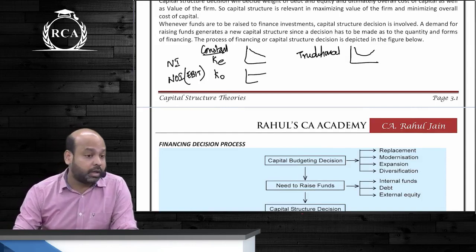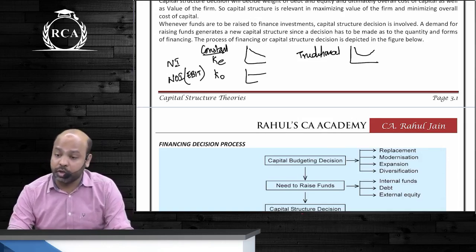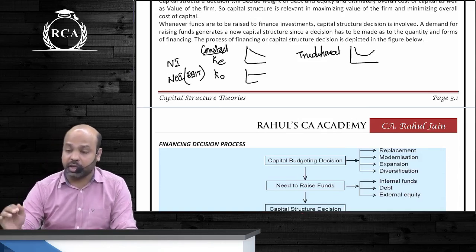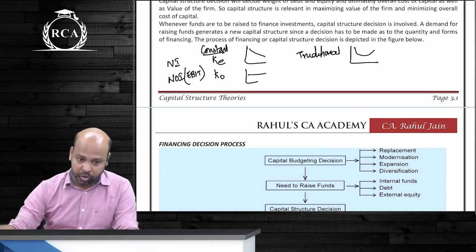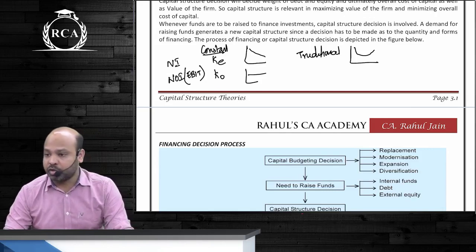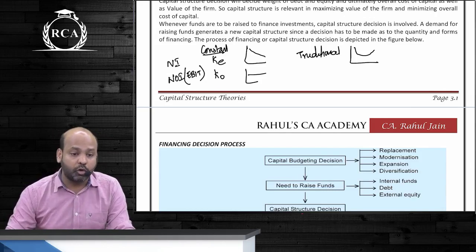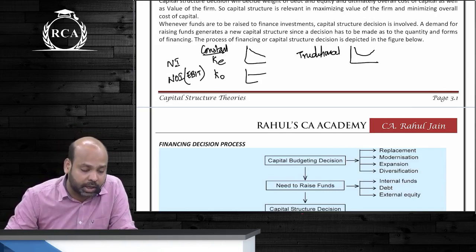So KO in turn will start shooting up. That is why as per traditional approach, there's going to be only one optimum capital structure, and that is for you to figure out what is that proportion of debt and equity where the overall cost of capital is the least. In NI approach, what will be the definition of optimum capital structure? Keep increasing the amount of debt. In NOI, any capital structure is the optimum capital structure.